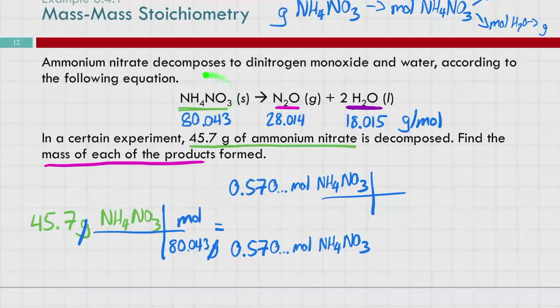Let's do the top one, ammonium nitrate to N2O. For every ammonium nitrate that we decompose, how many N2Os do we produce? One, because there's no coefficient, so we just assume that it's a 1. So it's a 1-to-1 ratio. 1 N2O out for every 1 NH4NO3 that we put in. And then to get the grams of the N2O, we use our molar mass, the 28 and change.